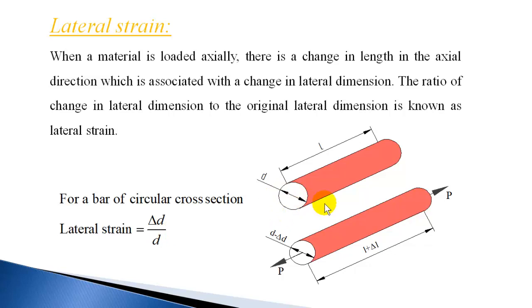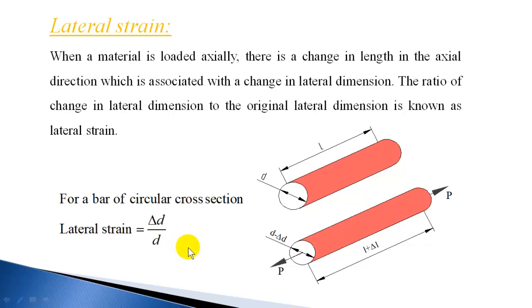If you are taking the sign into consideration, then you need to go for final diameter minus initial diameter, divided by initial diameter. In that case, a tensile load gives a negative strain and a compressive load gives a positive strain in the lateral dimension. Because tensile load will decrease the diameter, you will get a negative lateral strain, and compressive load will increase the diameter and you will get a positive strain. In most cases you can take a numerical value of lateral strain, that is without considering the sign convention.